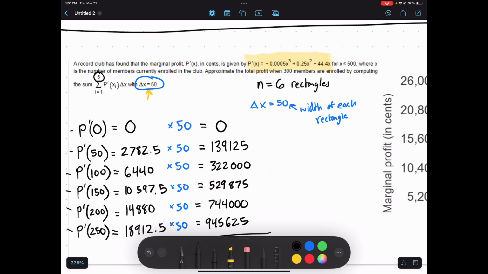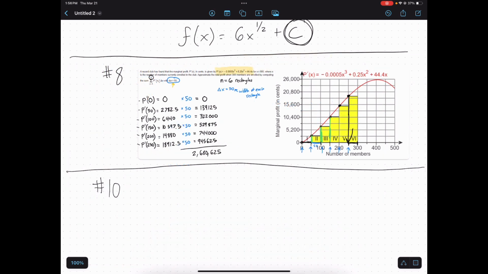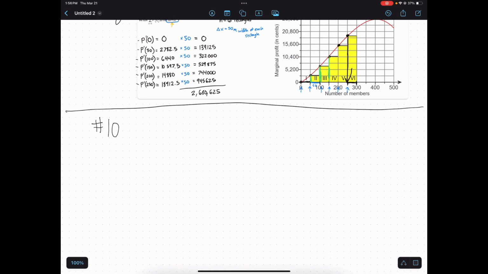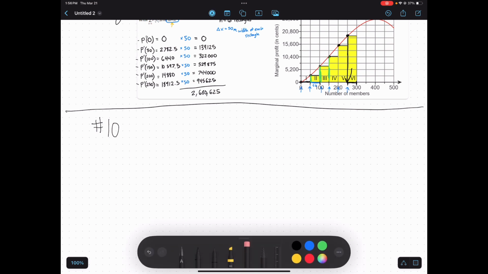Okay? Next, I want to talk about number 10. Number 10 is simple enough. It kind of gives you a graph, tells you what the equation is. So for my example, it's just y equals x cubed. And it gives me an interval 1 to 2. And on the graph, you can kind of see that interval. And all it's asking for is the area under the curve.